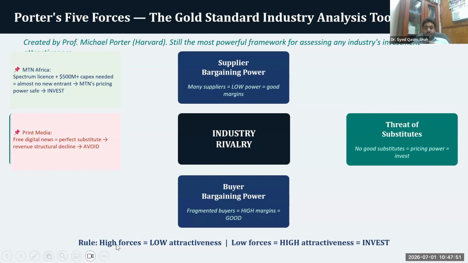Now, what is the rule for how we decide? The rule is, if all these forces are high, meaning supplier bargaining power is high, industry rivalry is high, bargaining power of buyers is high, and threat of substitutes is high, then the industry is low attractive. Low attractive means you need to avoid those industries where all these forces are high.